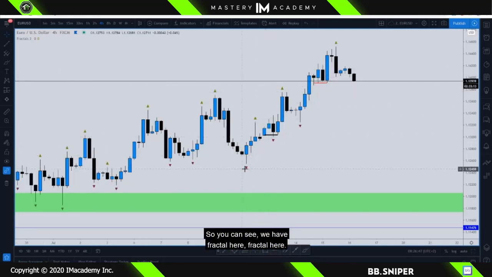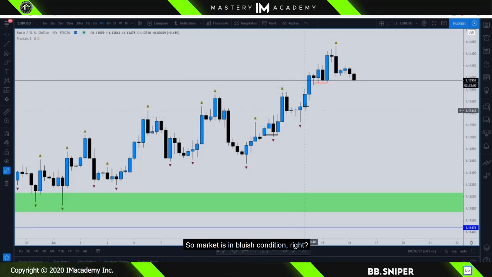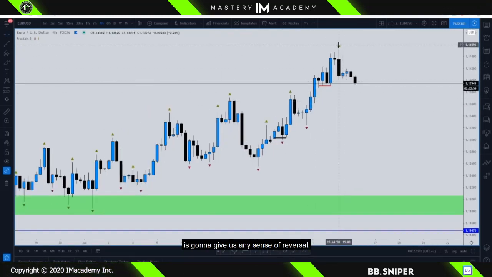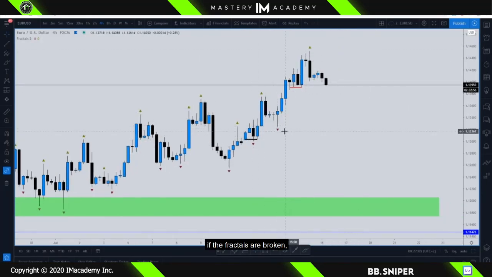So you can see we have a fractal here, a fractal here. So we are respecting this fractal, right? We're creating a new, higher one. So the market is in a bullish condition, right? So a lot of times when the market is going to give us any sense of reversal, if the fractals are broken, that could mean that we are in a breakout structure condition.